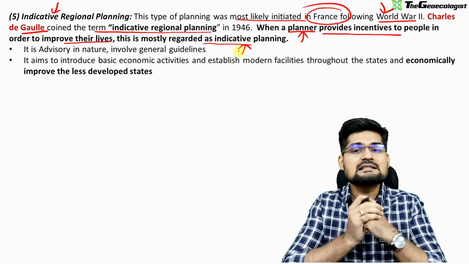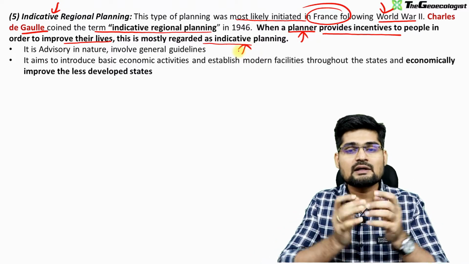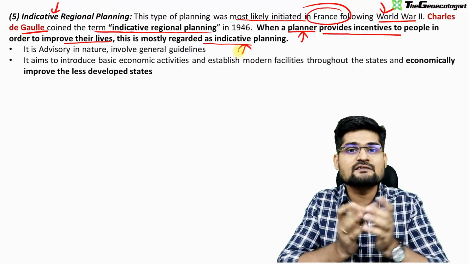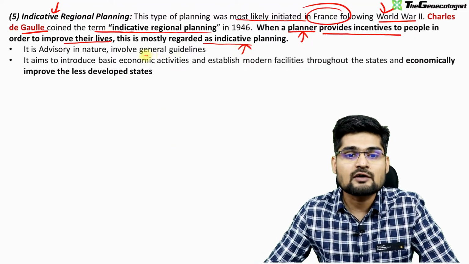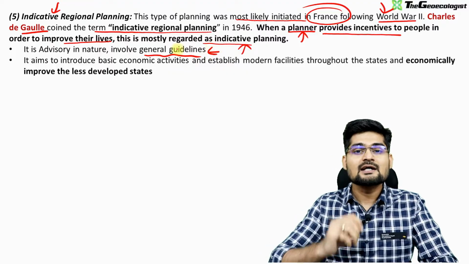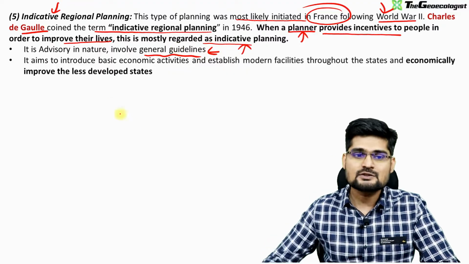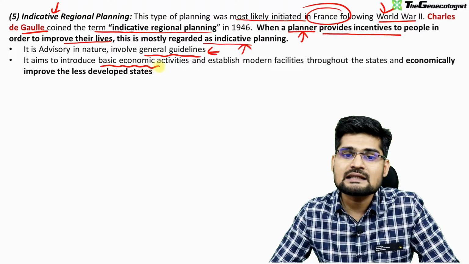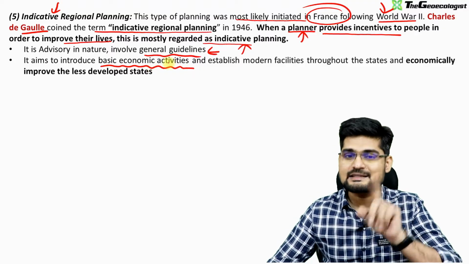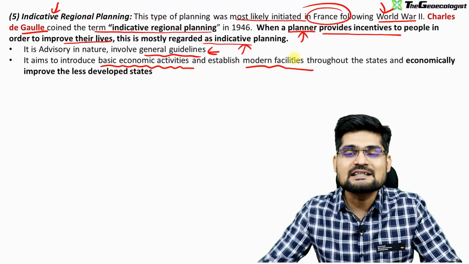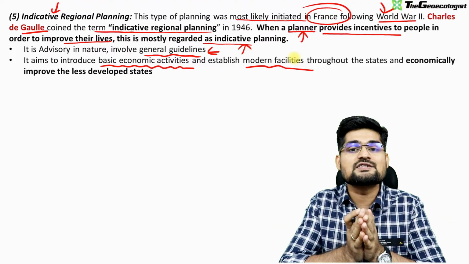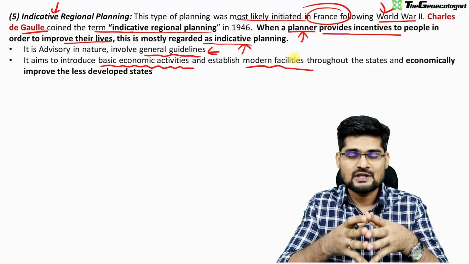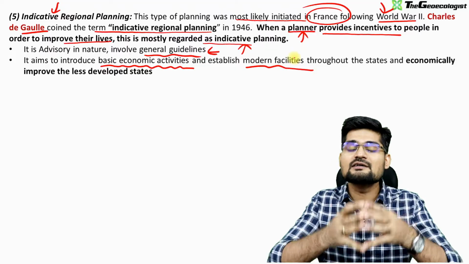Now remember, this is an advisory kind of planning where advisories are issued on the basis of indications of underdevelopment, and it involves the formulation of general guidelines to be obeyed by the citizens. So this aims to introduce basic economic activities and establish modern facilities through the states and economically improve the areas which are underdeveloped portions. So this is called indicative regional planning.